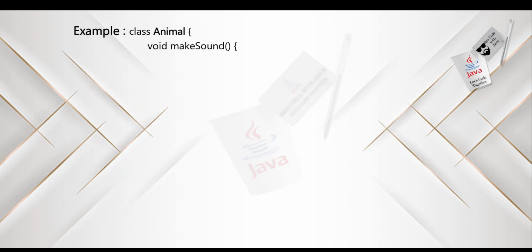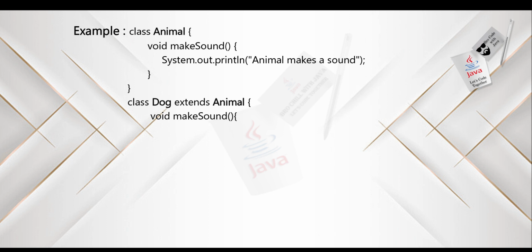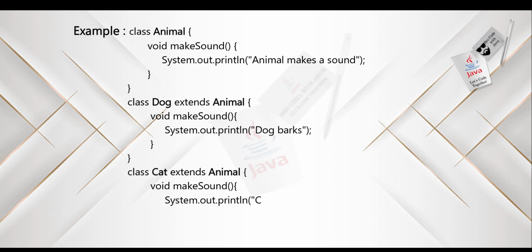Here is an example. We have created a class with the name Animal, and inside it we have a method with the name makeSound. Now we have created another class with the name Dog, and that extends the class Animal. Here we are doing the same thing with another class, with the name Cat. So, the makeSound method we are using multiple times.